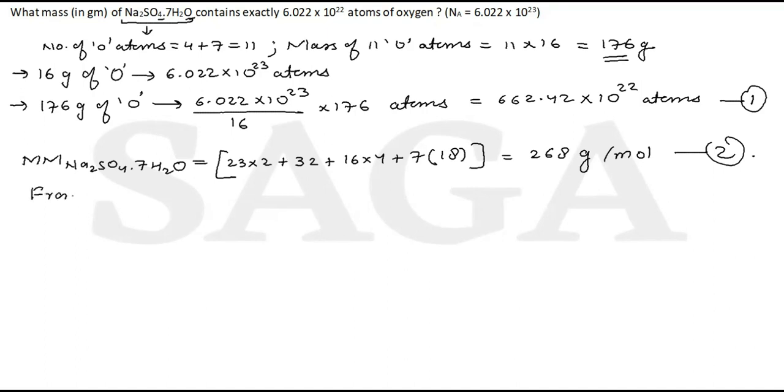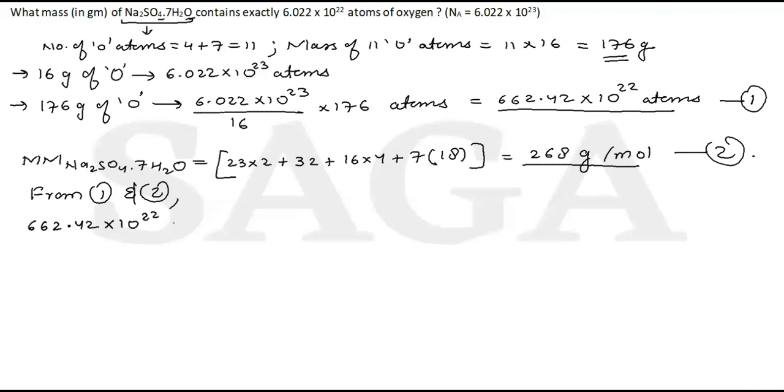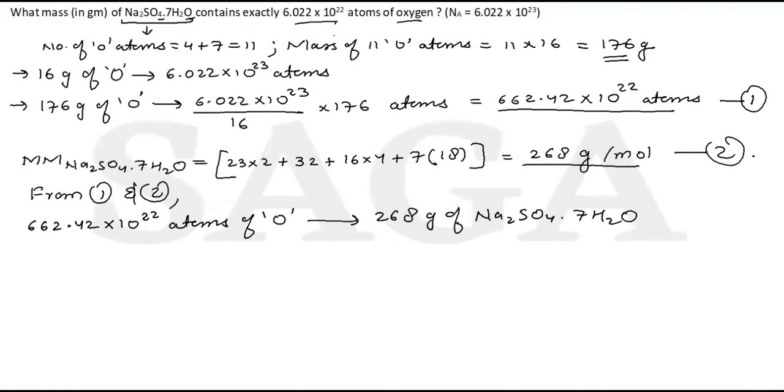So from 1 and 2, we can say that 662.42 into 10 raised to the power 22 atoms will be present in 268 gram of Na2SO4.7H2O. That is, 662.42 into 10 raised to the power 22 atoms of oxygen are present in 268 gram of Na2SO4.7H2O.